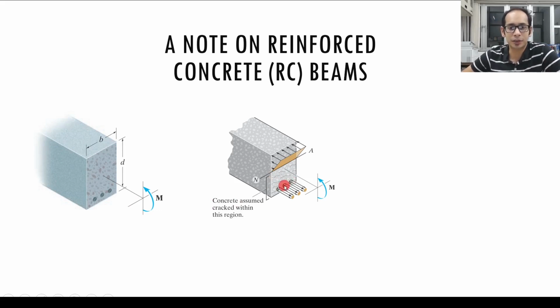Below the neutral axis, concrete is actually so weak in tension. Below the neutral axis, it is assumed that concrete does not contribute at all to taking the tensile stresses which might occur in the beam, right? So the entirety of the tensile stress is assumed to be taken by the steel reinforcements that you have over here.